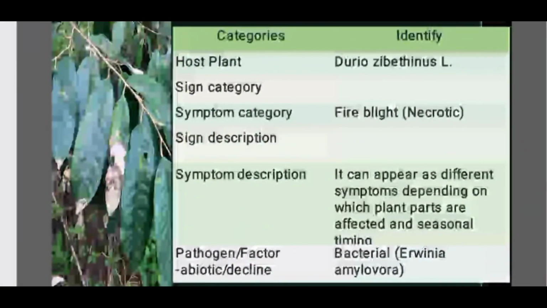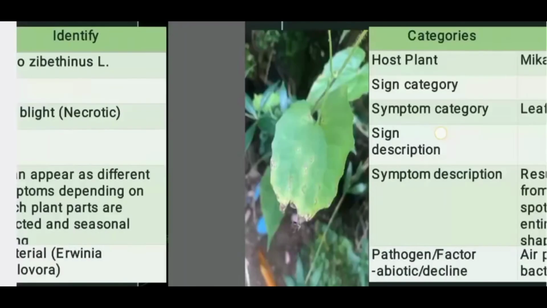Next, the host plant is Durio zibethinus L. No sign category. The symptom category is fire blight, necrotic symptom category. No sign description. The symptom description is that it can appear as different symptoms depending on which plant part is affected and seasonal timing. This plant disease is because of bacteria like Erwinia amylovora.